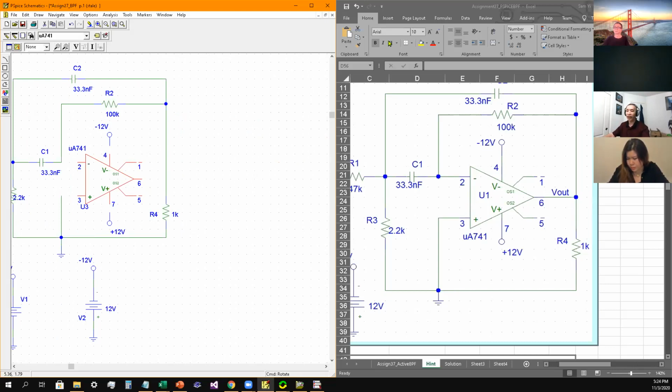Let me see what's next in the chat. Let me stop sharing so I can read the chat. Sorry about that. I'm having a problem with my laptop. Okay, looks like it's all right. Did I answer your question on how to do this in PSpice for assignment 27? Okay, looks good. Anybody else have any other questions?